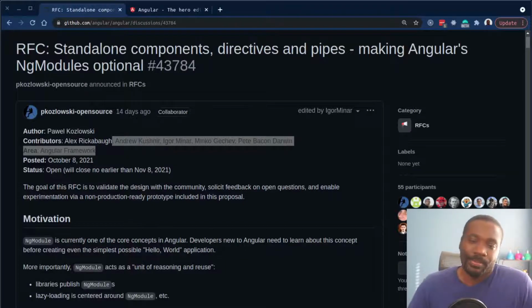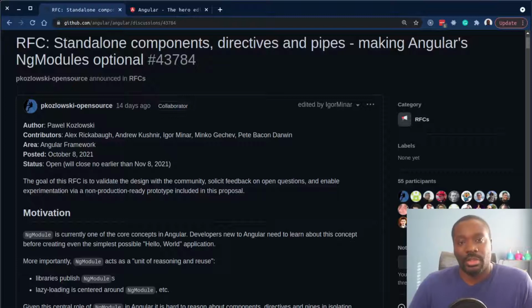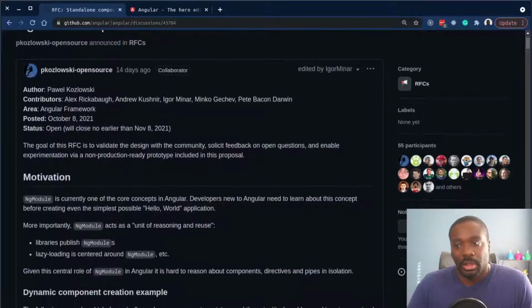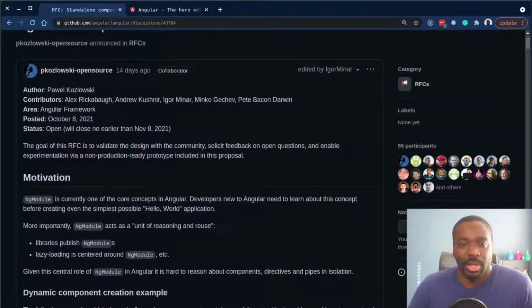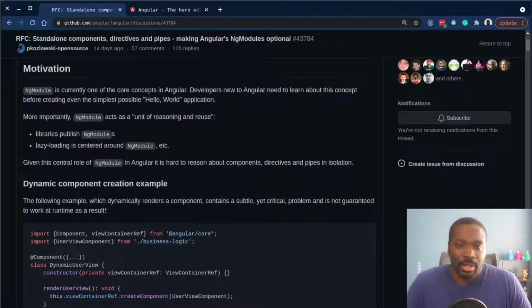If you take a look at the RFC that's linked in the description, it looks at what the goals and non-goals are that the Angular team wants to solve with this. And it's usually around components. One of the main things they talk about in this RFC is making an easier way to handle lazy loading components and being able to have the components have everything they need to be created dynamically. This is one thing that you still have to rely on NgModules for today, in the creation of an injector before you can dynamically create a component.